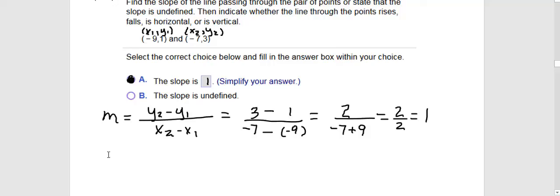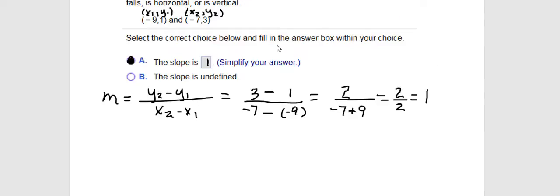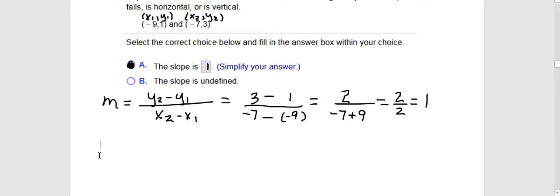And also, when you're subtracting a negative, make sure that you subtract. In the denominator, I have negative 7 minus negative 9. You wouldn't want to write that as negative 7 minus 9. And notice that actually changes to the addition, negative 7 plus 9, which is 2. So my slope is 1. Whenever my slope is positive, my line rises. So the line through the points rises. A positive slope means the line rises.